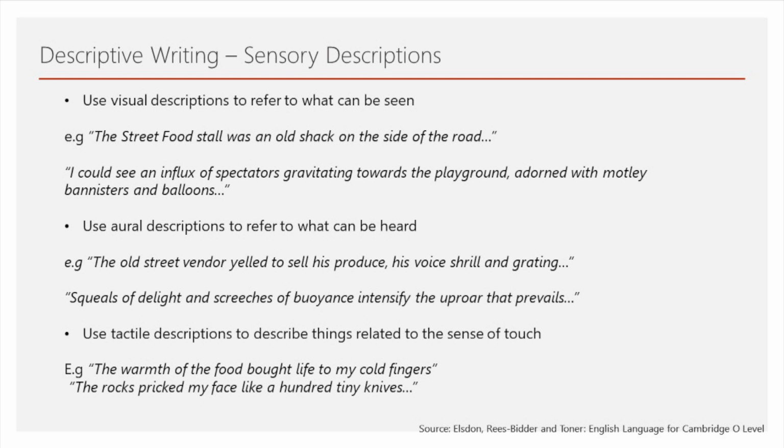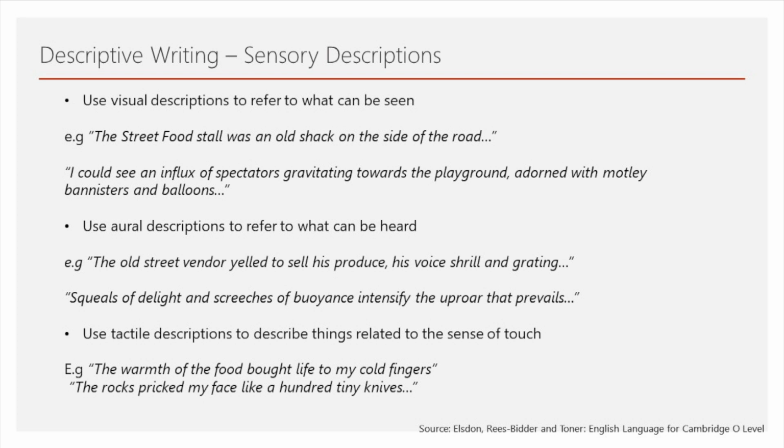A descriptive piece of writing describes a person, a place, or a situation in detail so that the reader can picture it. In descriptive writing, you should use sensory language to describe what you can see, hear, touch, smell, and taste. Let's look at some examples on screen.